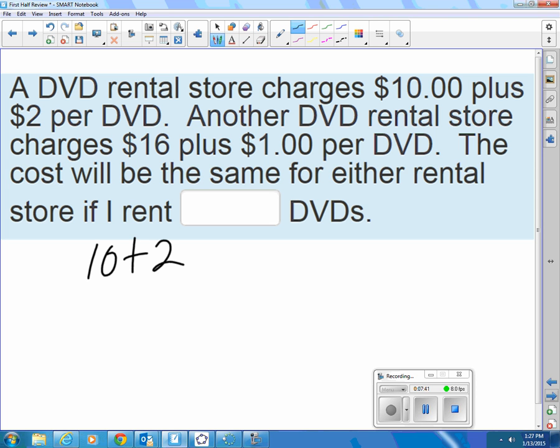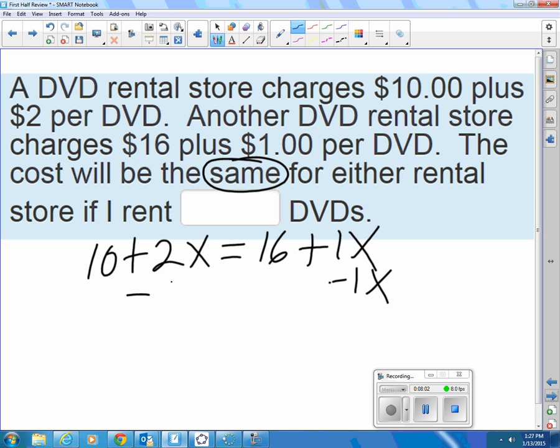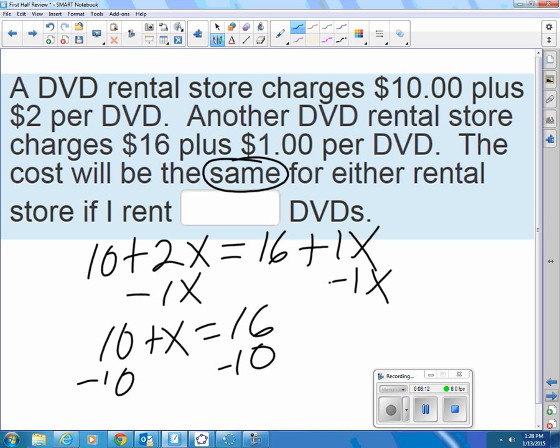$10 plus $2 for each DVD. Eventually that will be equal, the same, to $16 plus $1 for each DVD. So x represents the number of DVDs. Let's solve that for x. Let's subtract 1x from each side. That gives me x. Let's subtract 10 from each side. So x equals 6. So rent 6 DVDs, the cost will be the same.